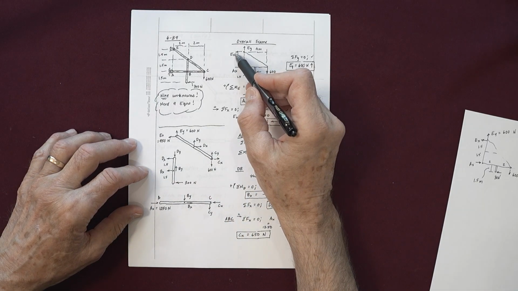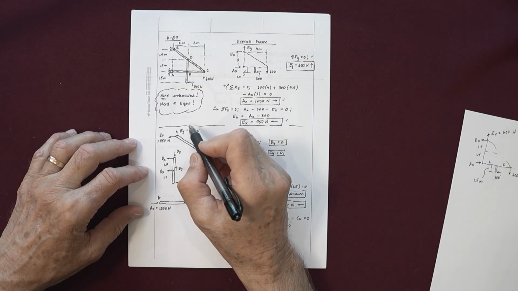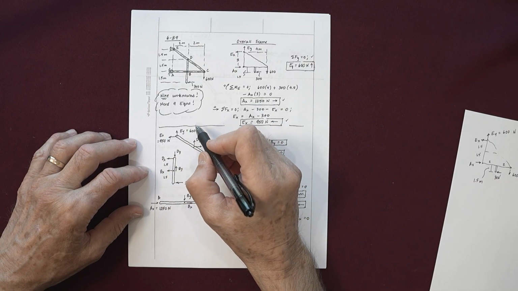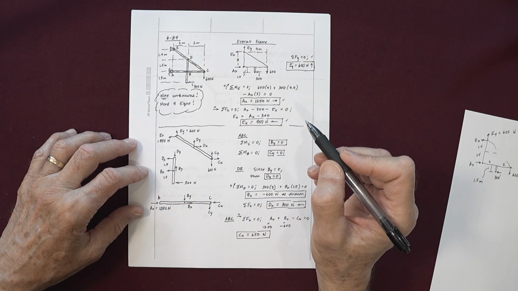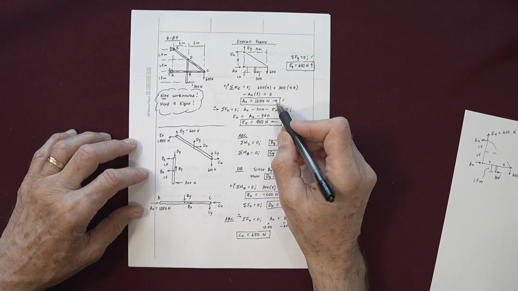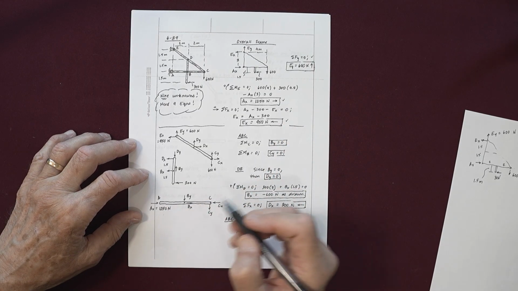When you take this apart, this is super critical. We already found EX and EY, so we can put them on here. EX is 950, EY is 600. We already found AX. AX is 1250.